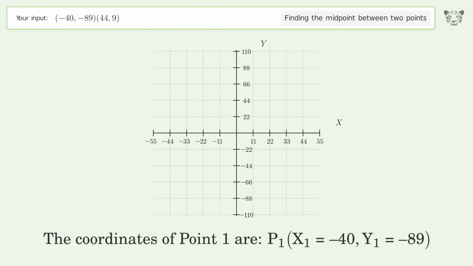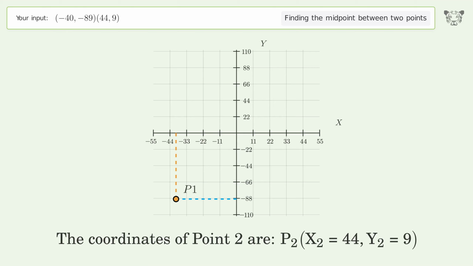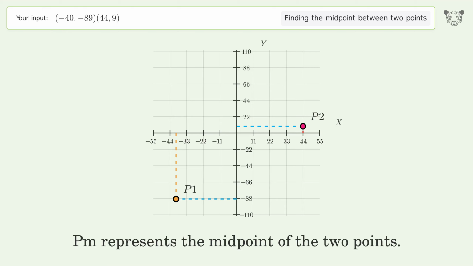The coordinates of point 1 are, x1 equals -40, y1 equals -89. The coordinates of point 2 are, x2 equals 44, y2 equals 9. PM represents the midpoint of the 2 points.